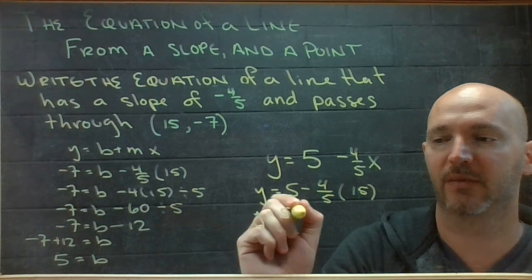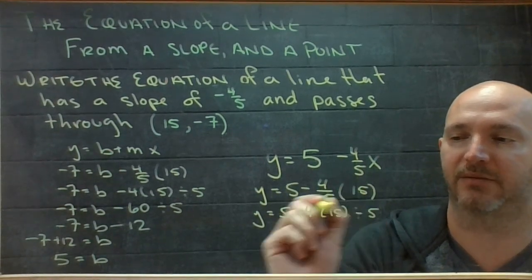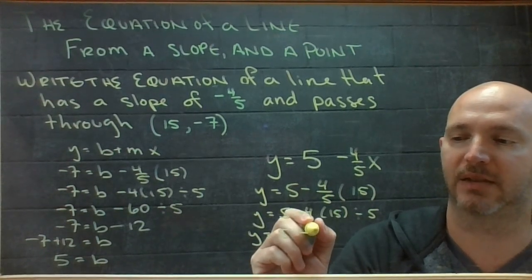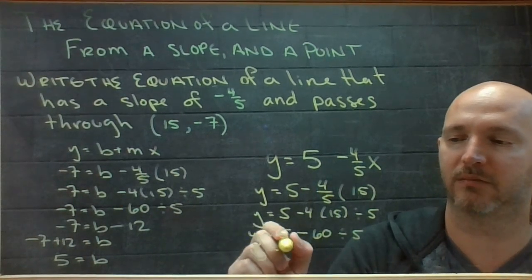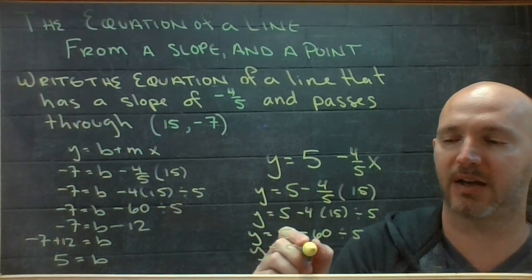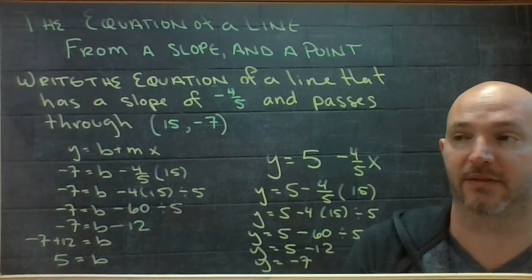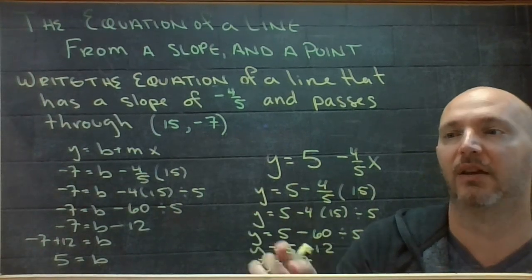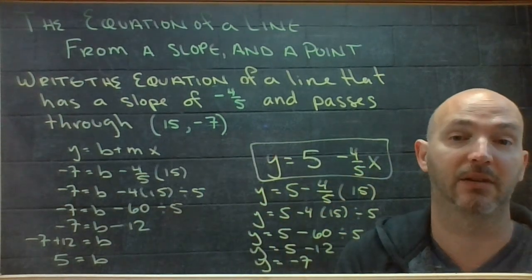So -4 times 15 divided by 5. 4 times 15 is 60. 60 divided by 5 is 12, and 5 minus 12 is -7, which is what I wanted it to do. So I know that this equation for that particular line is behaving the way I wanted it to.